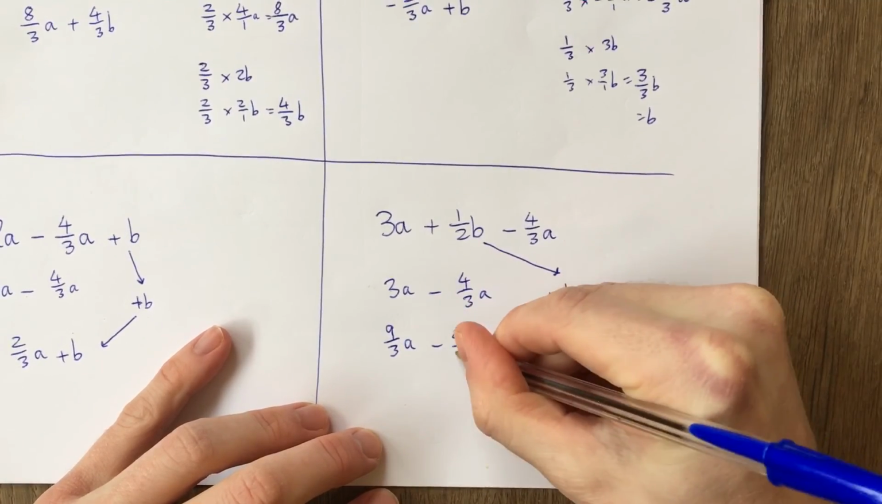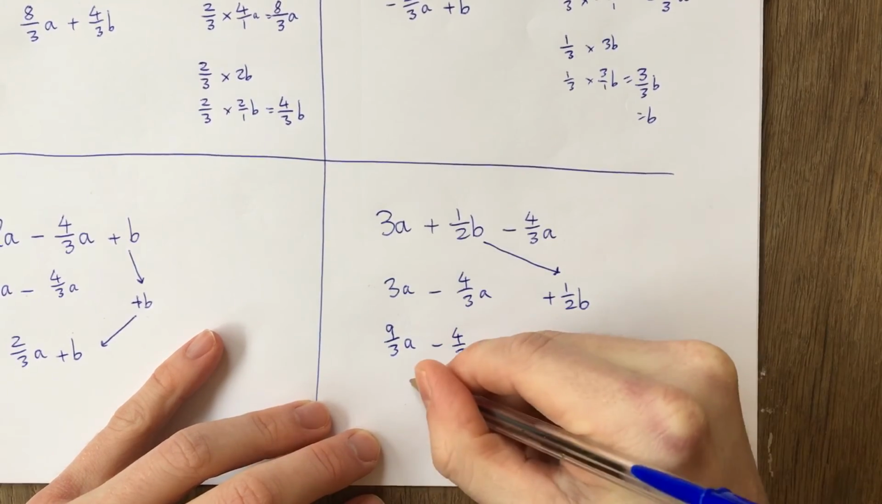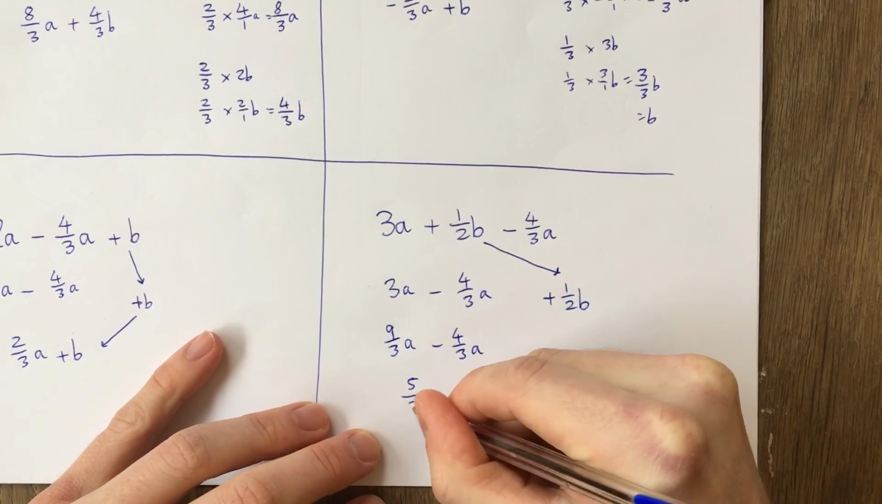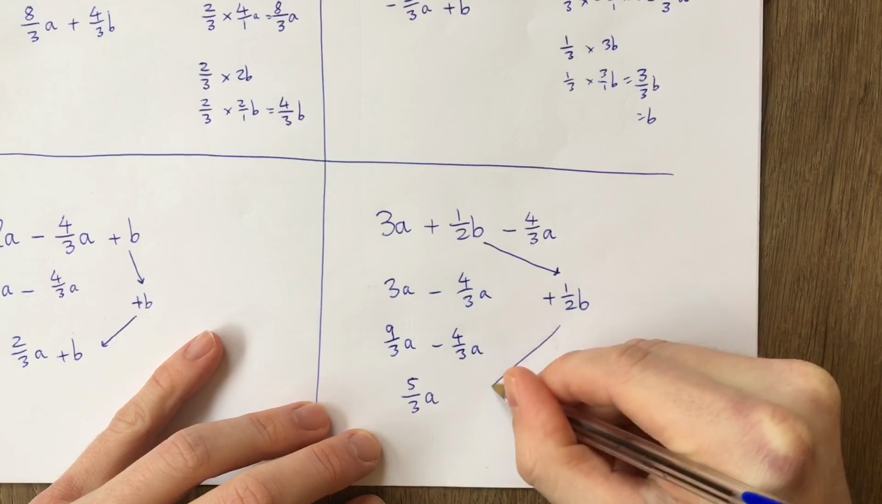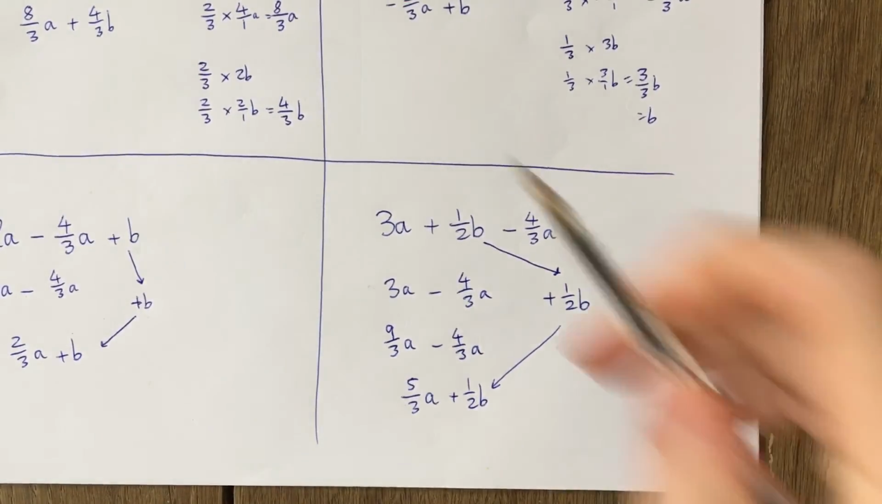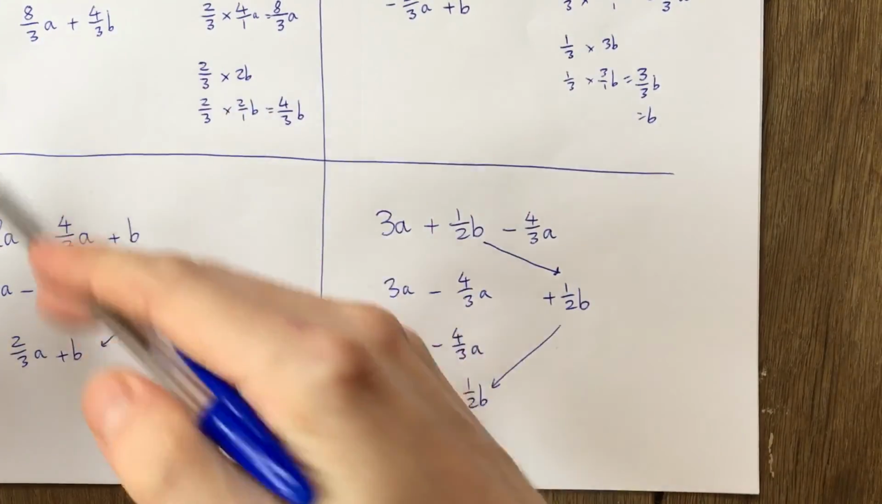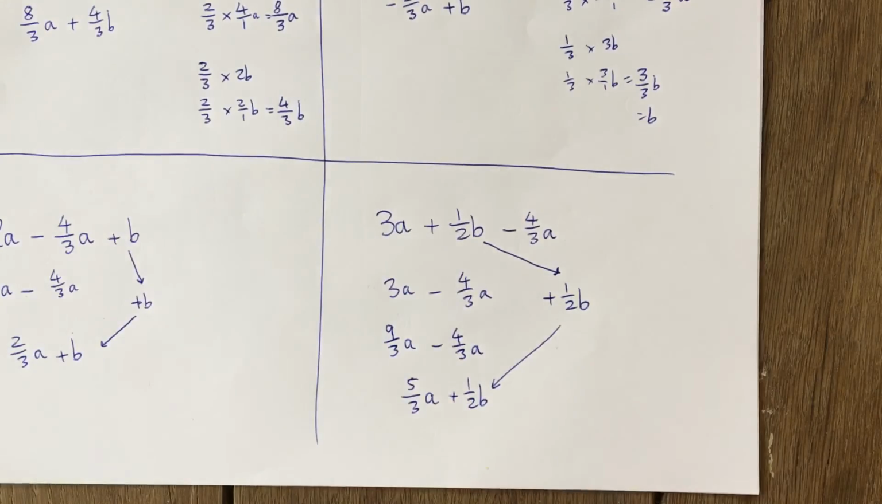minus 4 over 3a. 9 over 3 minus 4 over 3 is going to be 5 over 3a, and then we bring down the plus half b. And therefore, they are examples of how you use fractions in order to expand and in order to simplify. Okay?